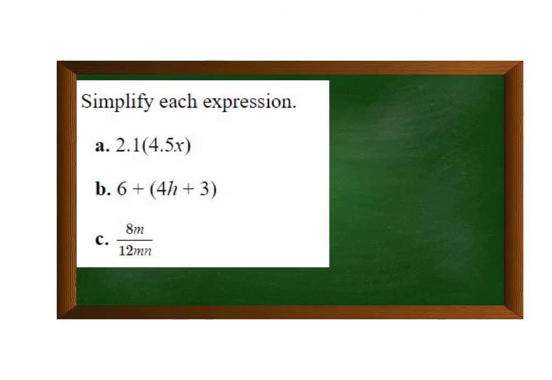Next, simplify each expression. So we've got 2.1 times 4.5x. Let's go ahead and use associative. And let's change how this looks. 2.1 times 4.5x. Okay. Now we're going to be left with 9.45x. Good.